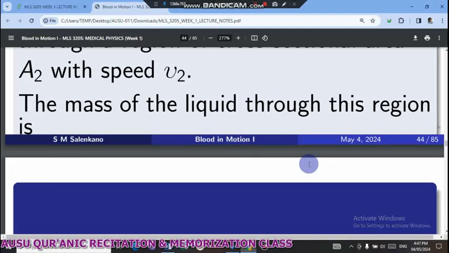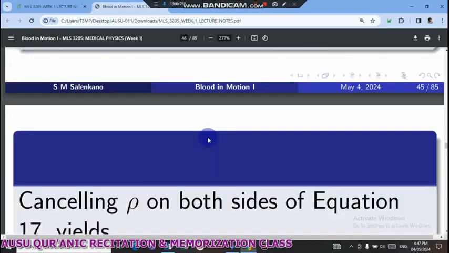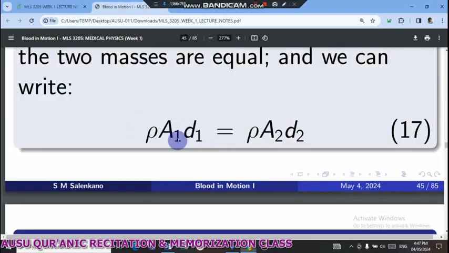The second mass, we express it as rho a2 d2. It means we can equate the two. The two are the same. So we can write this as rho a1 d1, the first mass, is equal to the second mass, rho a2 d2. And clearly you can see that if I divide both sides by rho, the rho I have here cancels the rho I have here.